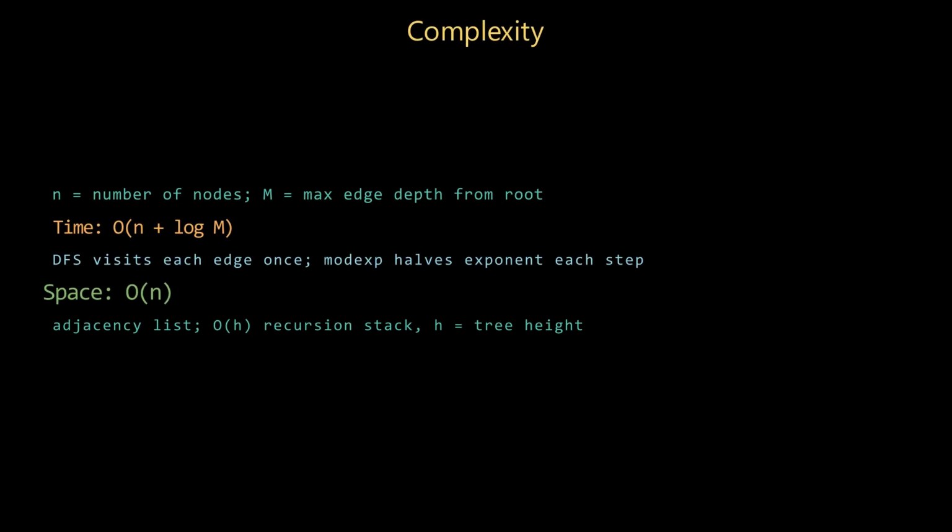Let n be the number of nodes and m the maximum edge depth from the root. Time is O(n + log m): depth first search touches each edge once, and binary exponentiation halves the exponent each loop step. Space is O(n) for the adjacency list, plus O(h) for the recursion stack, where h is the tree height.